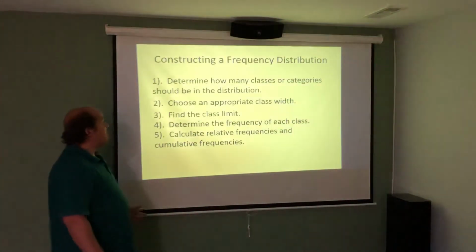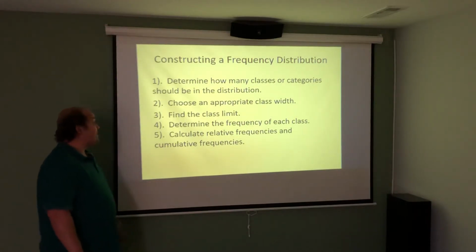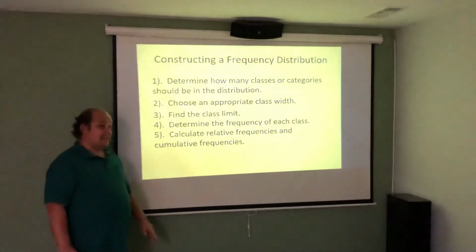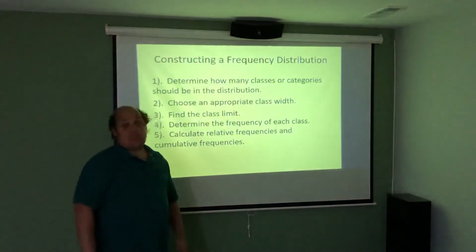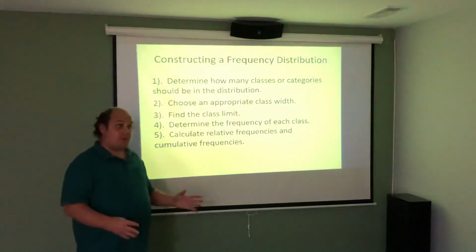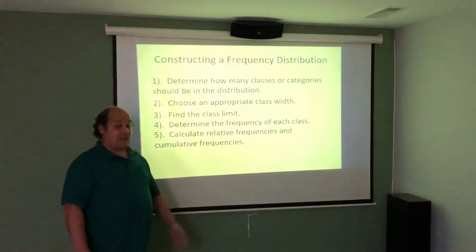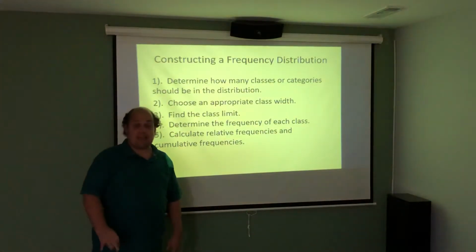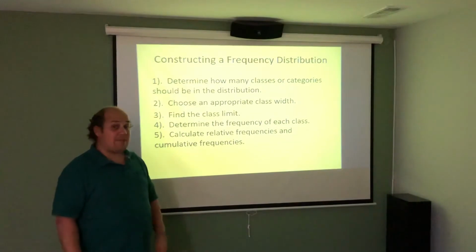So, when we're constructing a frequency distribution, first thing we need to do is determine how many classes or categories should be in the distribution. This is kind of a difficult step. There's a formula that we can follow in order to figure out, once we know how many classes, what the class width should be. And in general, I tell students, let's just go with 5 classes, because I feel like having a set number like that makes it easiest.